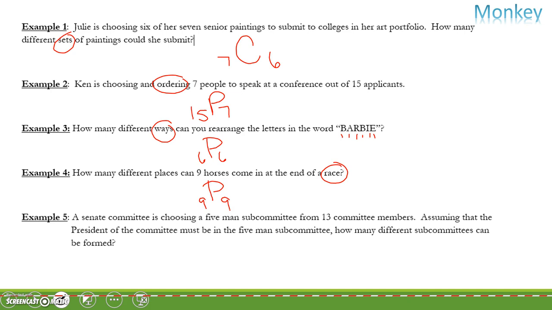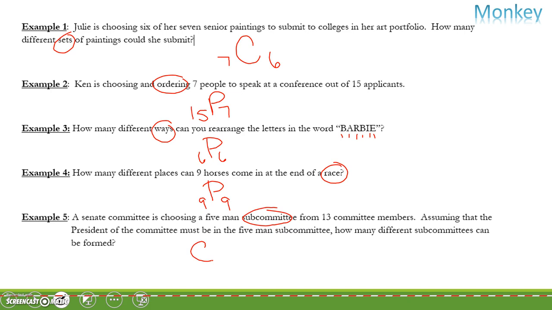The last one, a Senate committee is choosing a 5-man subcommittee from 13 committee members. Assuming that the president of the committee must be in the 5-man subcommittee, how many different subcommittees? So this one's a little bit tricky, and I won't be giving you many of these. So the first thing is it's a subcommittee. That's a group. So that's a combination.